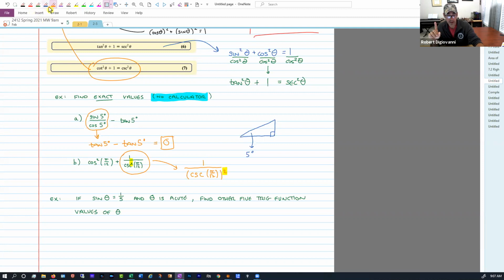Now, the next thing I need you to understand is also very subtle, but this is the same as 1 over cosecant of pi over 12, that whole thing squared. The only reason that that's true is because when you have a fraction and you square it, you square the top and bottom. So we have to realize that 1 up here is actually 1 squared. So that's why we're able to write it this way. Are there any questions on that? Does that make sense to everyone?